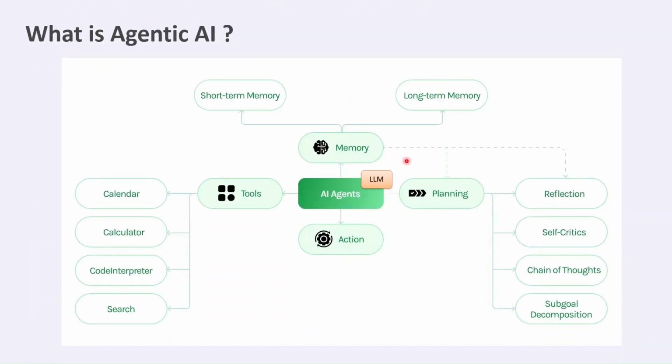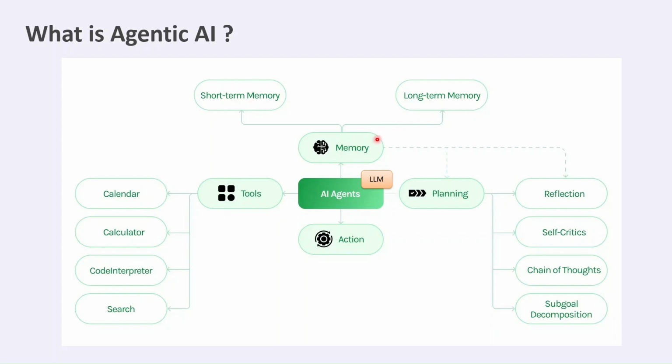So, what is agentic AI? The core of agentic AI is the agent. An agent is always equipped with an LLM, and you know the LLM is like a brain. The agent contains memory. The memory can be short-term or long-term. You might have seen in the ChatGPT application that all of your conversations get saved. That is using long-term memory.